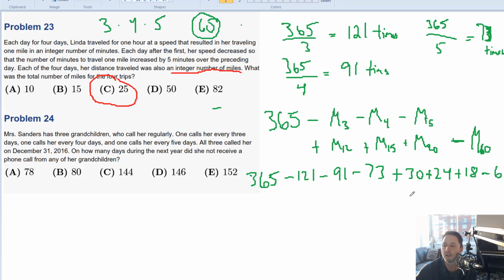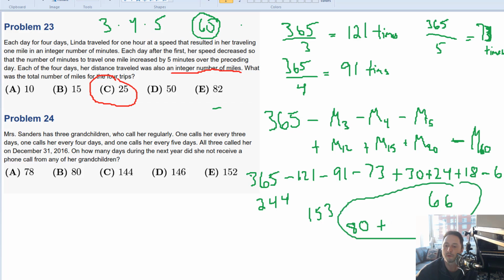Okay, so when you do it all out, look, it gets pretty messy. Let's just, 54 plus 12 is 66. Let's see. And this is, let's see, 365 minus 121 is 244. Is that right? 244, 365. Minus 91 would be minus 100. So 144 plus 9, 153. Minus 73 is 80. It's 80. So 80 plus 66, or 146.